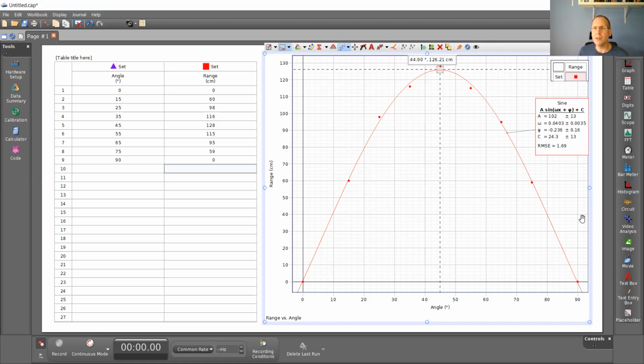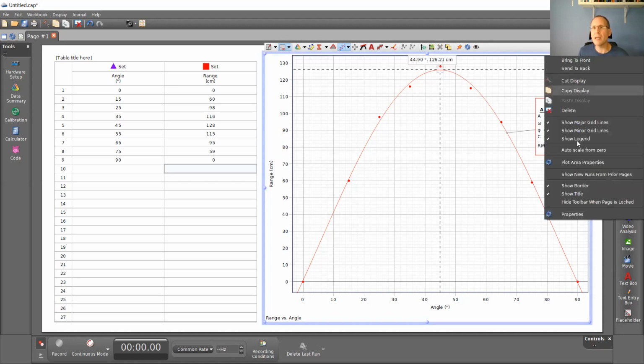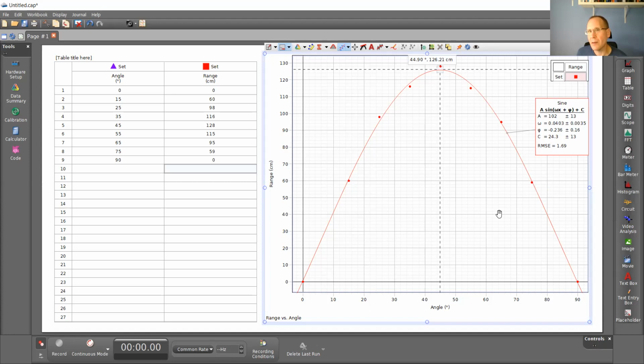So then you would just hover over the border here, right click, copy display, and then paste this into your lab report, and it'll keep these values right in the graph, right? You want to make sure you have these values because you're going to need these values to answer questions 10 and 11. Right, so basically that's all there is to it. You're going to do a sine fit, then use that coordinate tool to actually find the peak of your graph here.